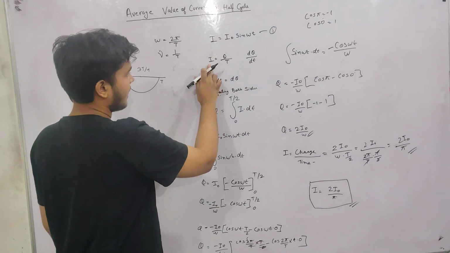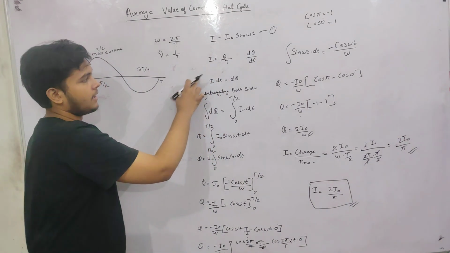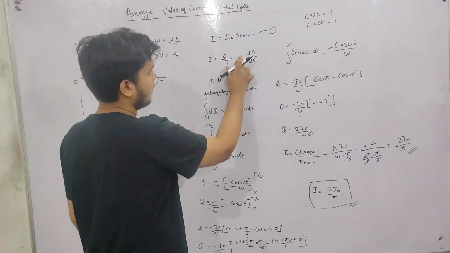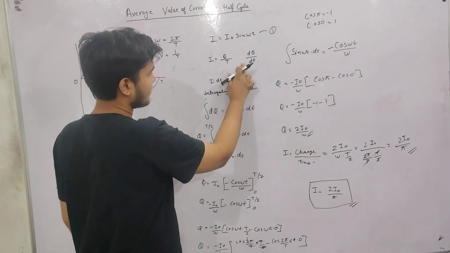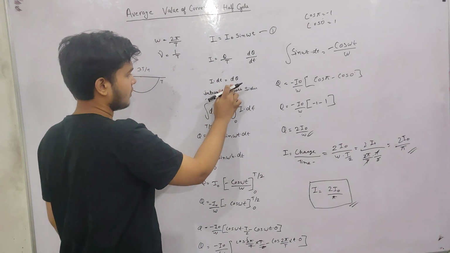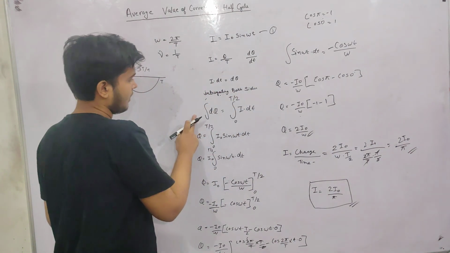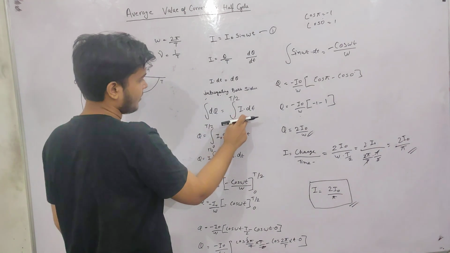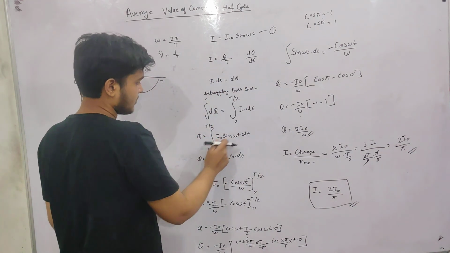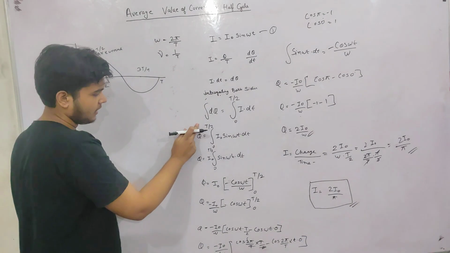We know from chapter 1 that current equals charge by time, small charge by small time. I into dt equals dq, integrating both sides. dq from lower limit to upper limit equals I dt, where I is I naught sin omega t, from 0 to T by 2.